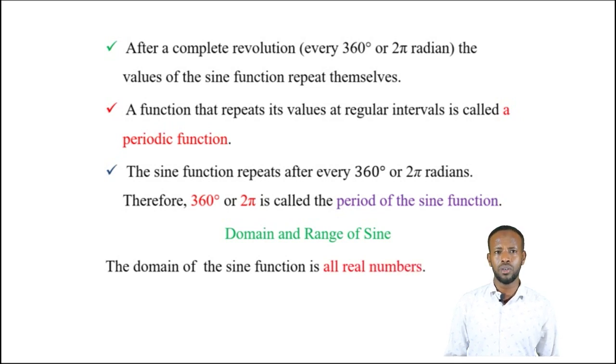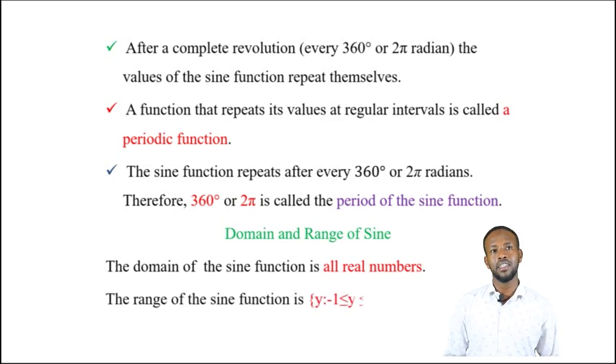What do you expect the range to be? Go back to our graph. If you try to observe, you will see that the y values of the graph will be between -1 and 1, including them. So the range of the sine function is the values between -1 and 1, including -1 and 1 themselves. That means whatever angle you put in the sine function, what you will get will be -1, 1, or numbers between them.